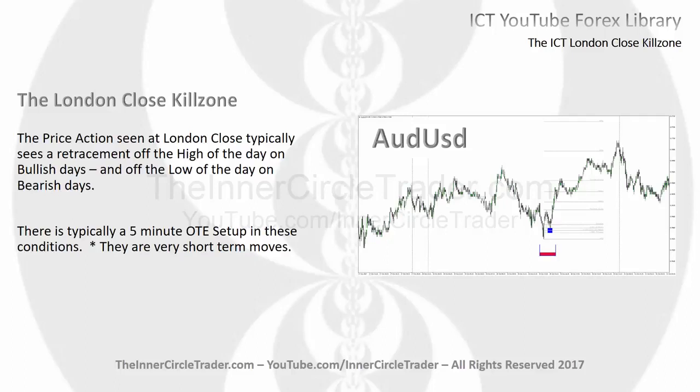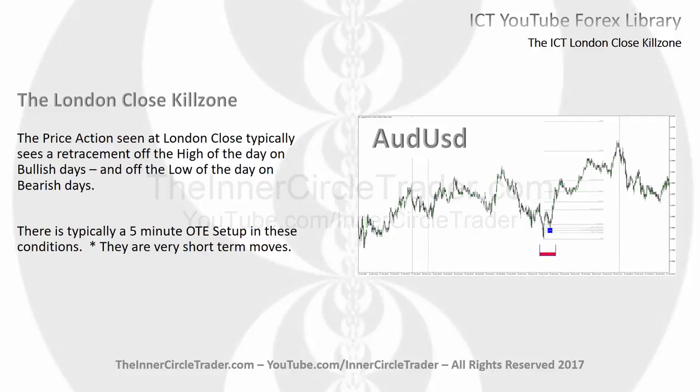The London Close Killzone, if we study this portion of the day, the price action seen at London Close typically sees a retracement off the high of the day on bullish days and off the low on the day that is seen bearish. There's typically a 5-minute optimal trade entry set up in these conditions, but it's very important to remember this. They're very, very short-term in nature. So the moves aren't a lot. They're not like the equivalent of a London Open or a New York Open. It's typically going to be very small, short-term, 10, 15, maybe even 20 pips. If you get anything more than 20 pips, it's going to be a rarity for that to occur.